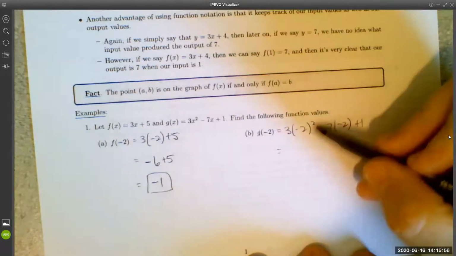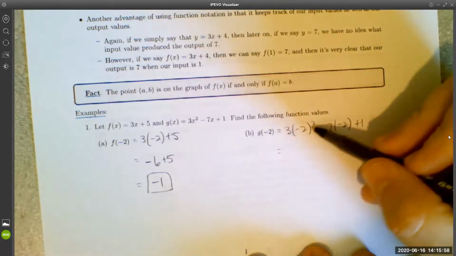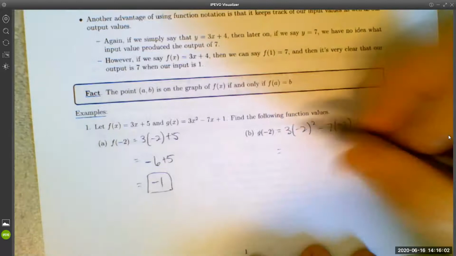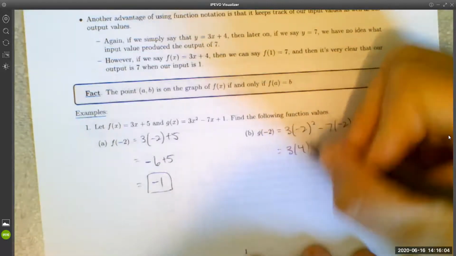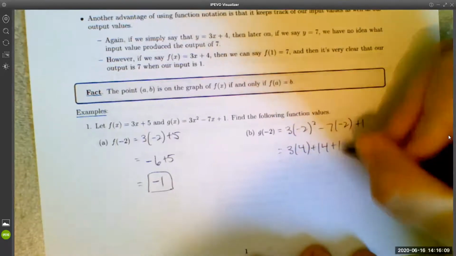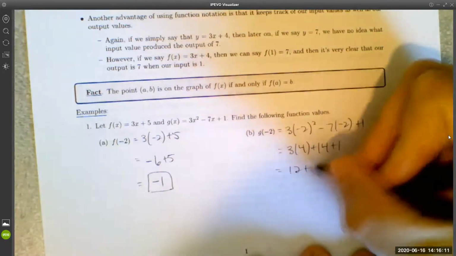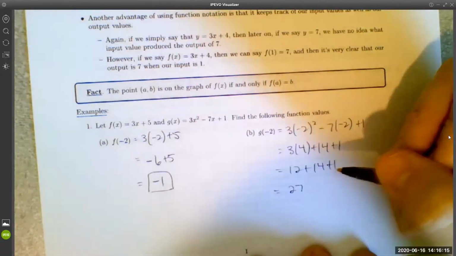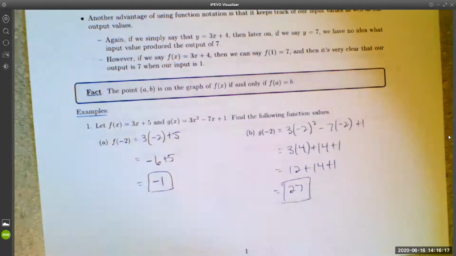Now, negative 2 squared, that's not negative 4, that's positive 4, right? Because negative 2 times negative 2 is positive 4. So this is going to be 3 times 4. Negative 7 times negative 2 is a positive 14. So we have 12 plus 14 plus 1, 27, I believe. So that's that one, okay?